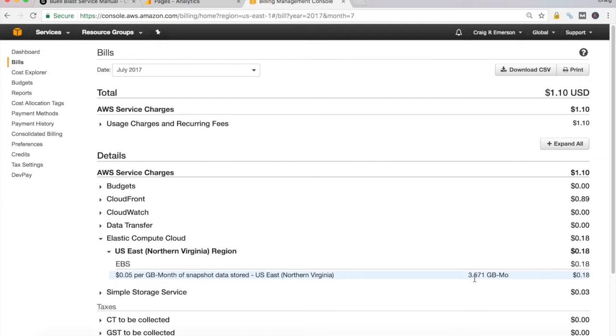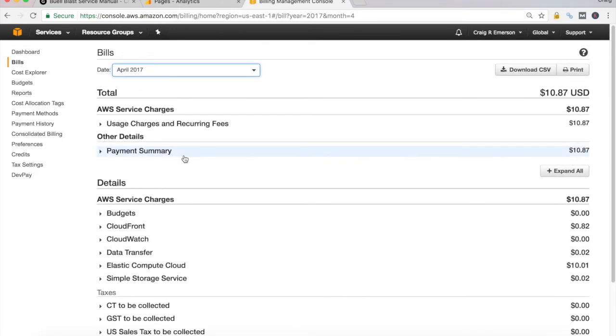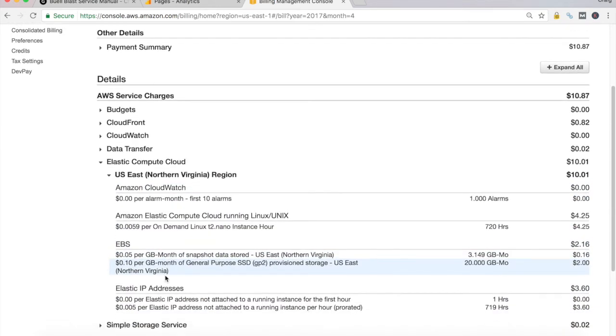If you want to see what I was paying at the time when I was running that instance, and I believe that was back in April, I can go back to a previous bill, and you'll see my total bill for the month of April was just under $11. Of that, my CloudFront cost was only 82 cents for my CDN, but my EC2 instance running my WordPress blog was just over $10. And if you wanted to get into the details of that, again, you can drill into the specifics.